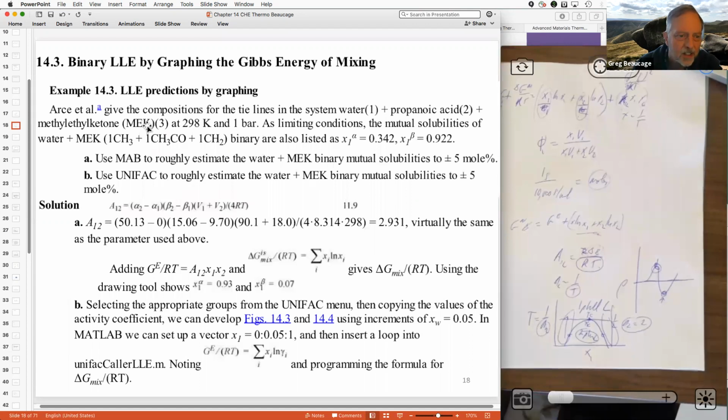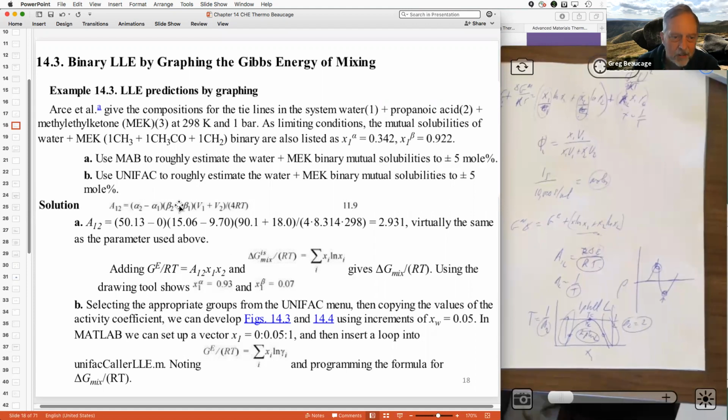So he says how to calculate these. Use the Margules acid base to estimate water and MEK binary mutual solubilities. That's going to be as a function of temperature, so composition, tie lines, at 298 K and 1 bar. So he gives this, and then mutual solubilities binary are also listed. X1 is 34, 922. This is at 298 K and 1 bar.